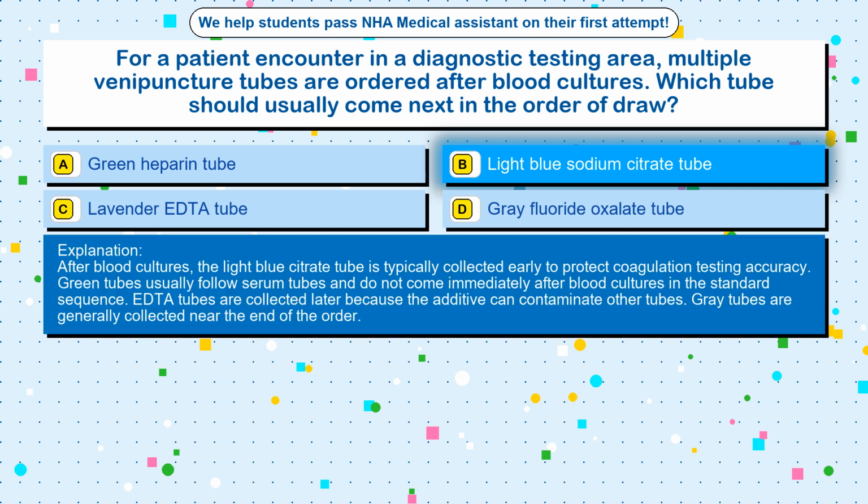After blood cultures, the light blue citrate tube is typically collected early to protect coagulation testing accuracy. Green tubes usually follow serum tubes and do not come immediately after blood cultures in the standard sequence. EDTA tubes are collected later because the additive can contaminate other tubes. Gray tubes are generally collected near the end of the order.